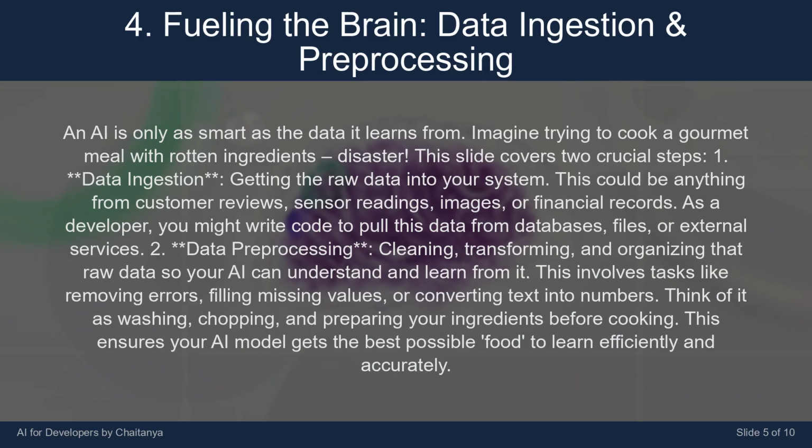2. Data pre-processing, cleaning, transforming, and organizing that raw data so your AI can understand and learn from it. This involves tasks like removing errors, filling missing values, or converting text into numbers. Think of it as washing, chopping, and preparing your ingredients before cooking. This ensures your AI model gets the best possible food to learn efficiently and accurately.